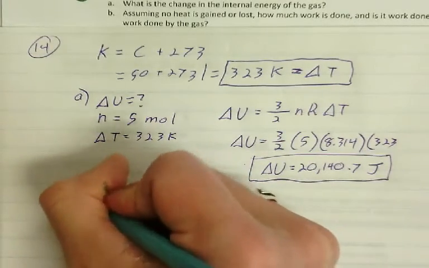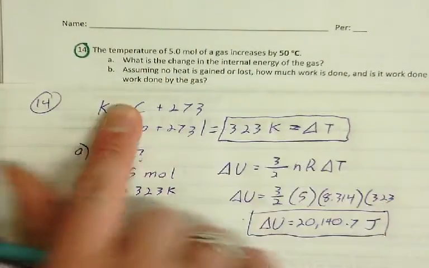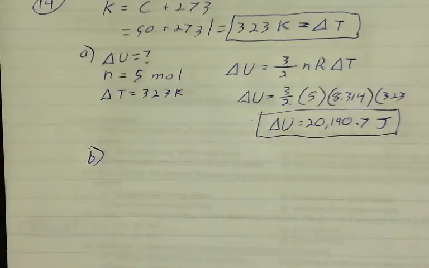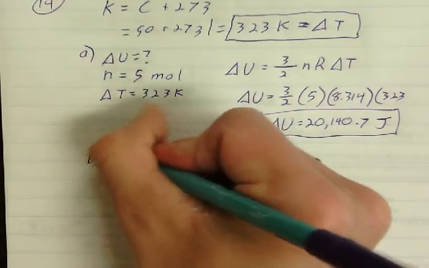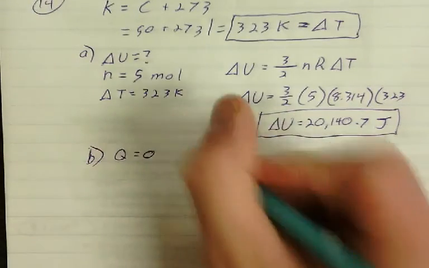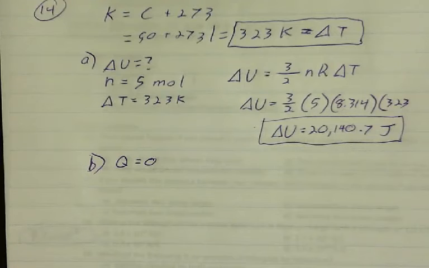So now for B, B says, assuming no heat is gained or lost, how much work is done, and is it work done on or work done by the gas? Okay, so if no heat is transferred, that means Q is 0. So Q is heat. Be careful. Heat is transfer of energy. It's not the amount of energy. So a lot of times people think if it has no heat, then it has no energy. That's not true. You're thinking about temperature versus heat.